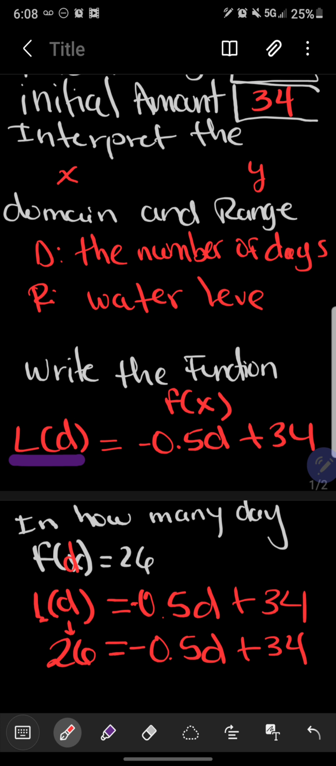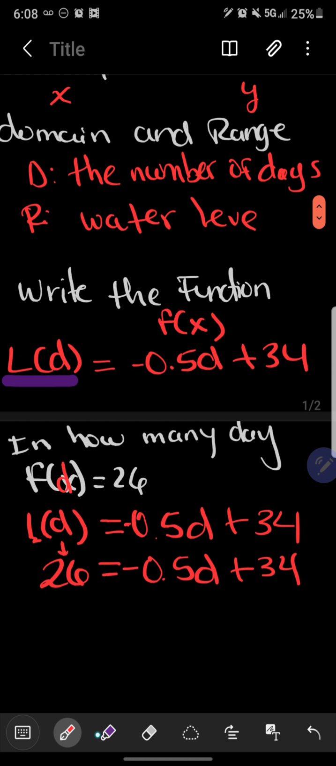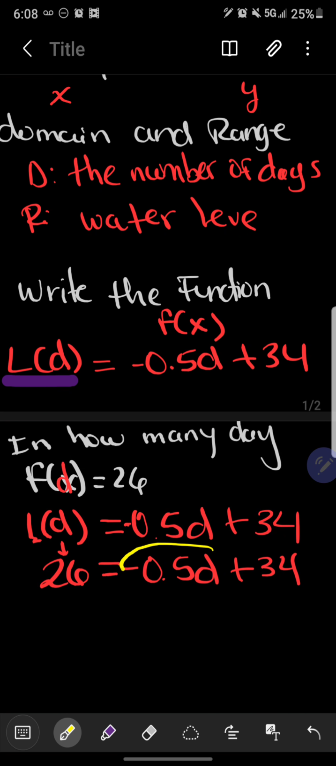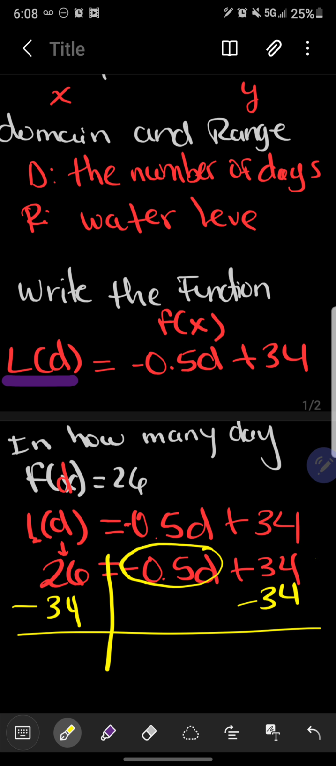And now I'm going to do the opposite operation. If you're confused about which is the opposite, we bubble the one that we're solving for, and the opposite always sits next to it on that side. We're on the right, so the opposite is minus 34. You do it on both sides. That cancels out. 26 minus 34 is negative 8, equals negative 0.5 per day.